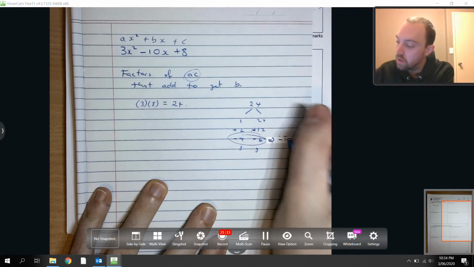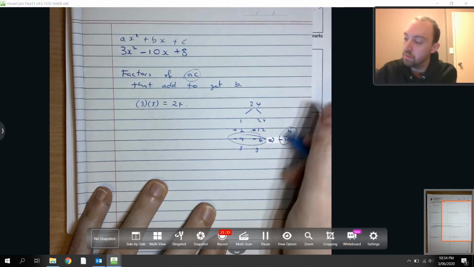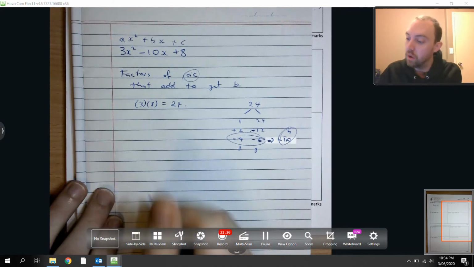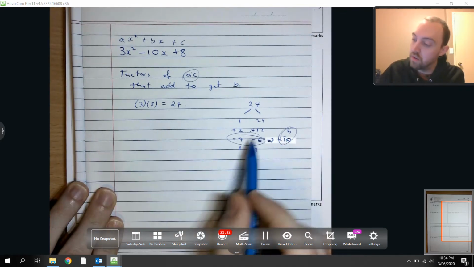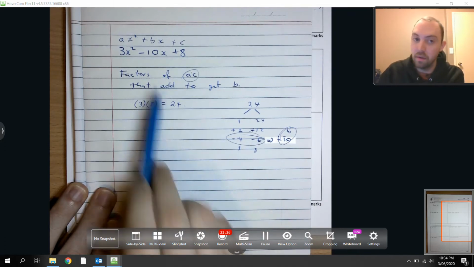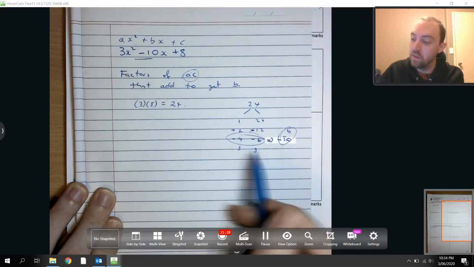These two get you negative 10, which is your b. Okay, we need it to be b for this to actually work. So now I'm going to take these two numbers, negative 4 and negative 6, and I'm going to split up my b term into those two.